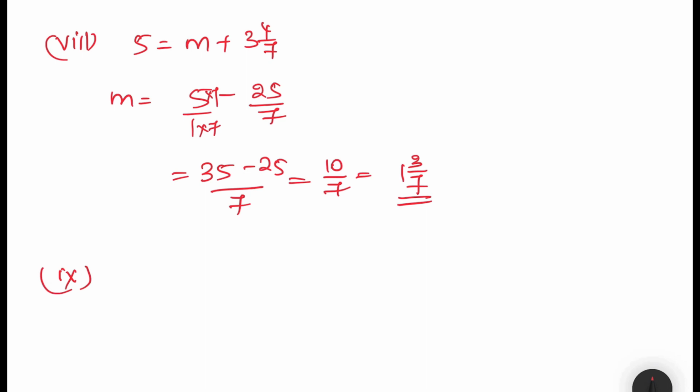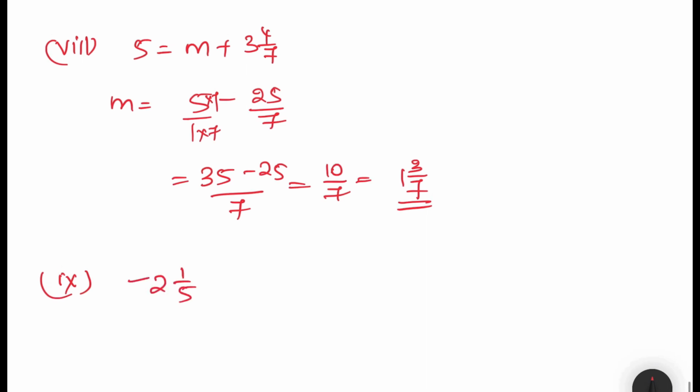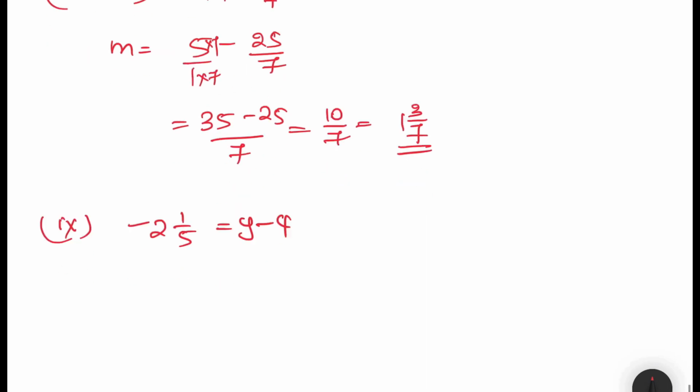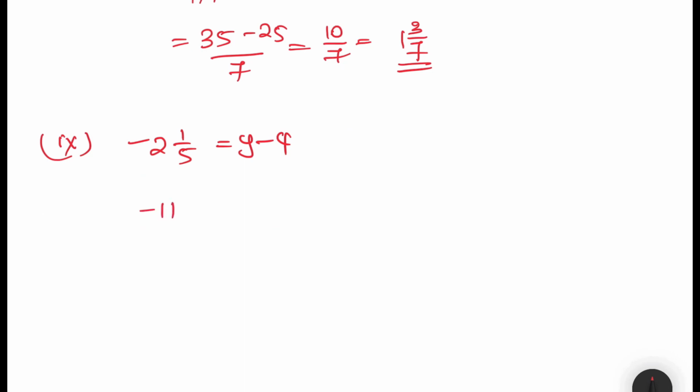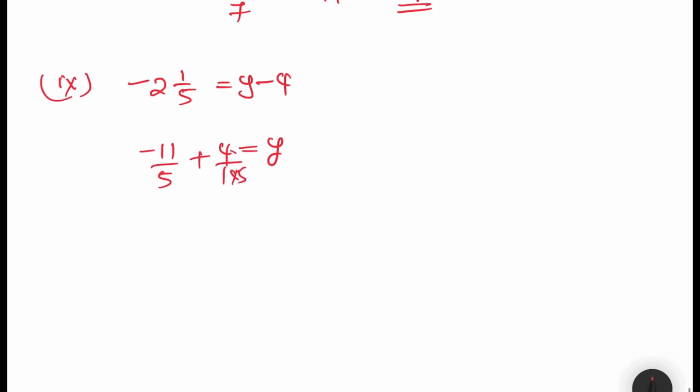Ninth one we have minus 2 1 by 5 equal to y by minus 4. So minus 2 1 by 5 is minus 11 by 5, plus 4 equal to y. So what do you get? Into 5 into 5. Minus 11 plus 20 by 5 equal to y, equal to 9 by 5, equal to 1 4 by 5.